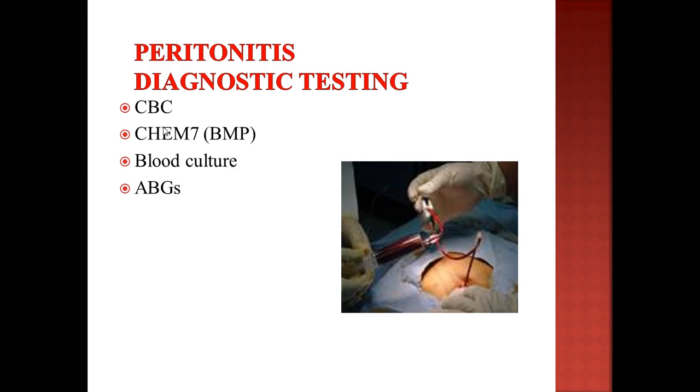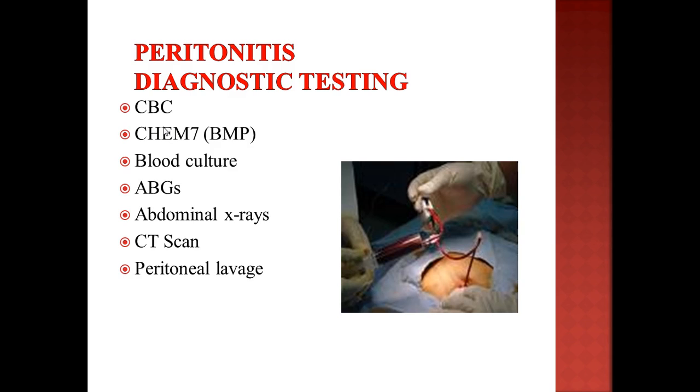ABGs, if your patient has hiccups and is starting to have respiratory compromise, if they have an increase in their respiratory rate and a decrease in their SATs. Abdominal x-rays and CT scans will help diagnose a perforated organ or a large area of purulent fluid, such as an abscess. And then a peritoneal lavage, which is what the picture is of on the right-hand side.